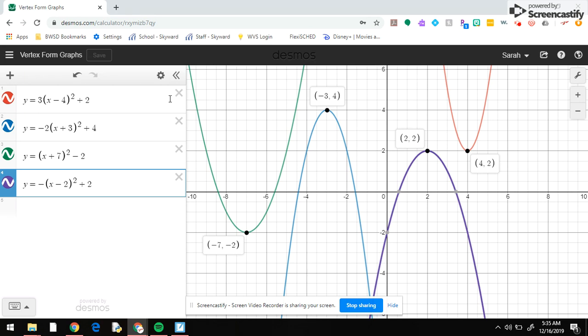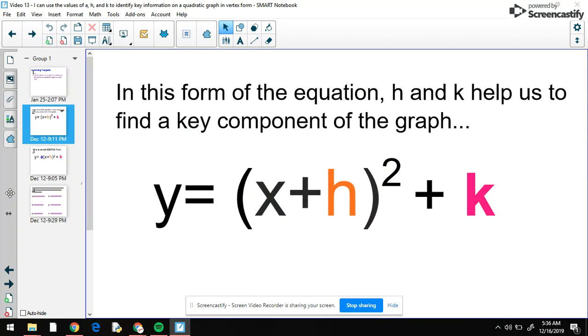If I can just look at the equation and find part of my vertex, it eliminates a large portion of the work for me as I start to graph these. The other thing that I notice is I have k values of 2, 4, -2, and 2. So what I'm noticing here is my h value is the opposite of the x-coordinate of my vertex, and the k value actually matches the y-coordinate of my vertex perfectly. So I can actually identify the vertex from the equation, which is really, really convenient.